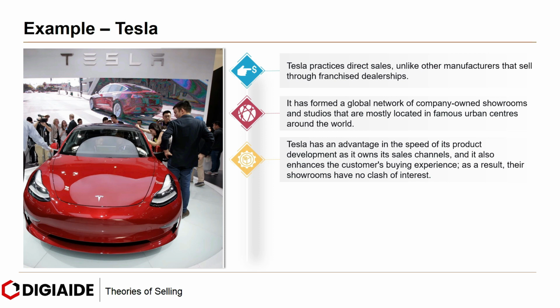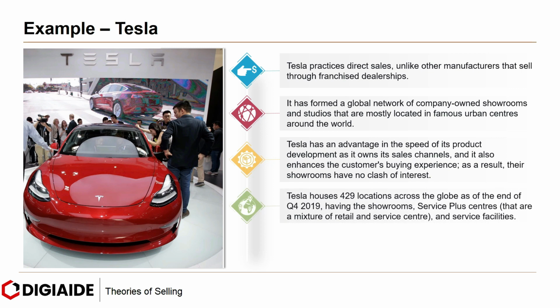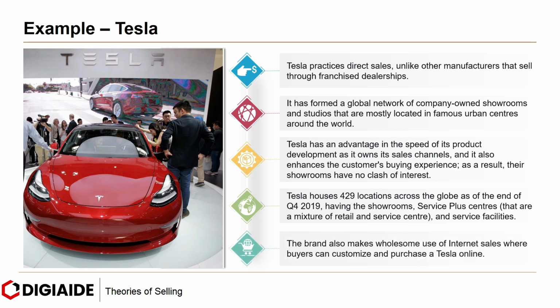As a result, their showrooms have no clash of interest. Tesla houses about 429 locations across the globe at the end of Q4 2019, having showrooms, service plus centers, and service facilities. The brand also makes wholesome use of internet sales where buyers can customize and purchase a Tesla online. That is, taking care of the needs of the customer.